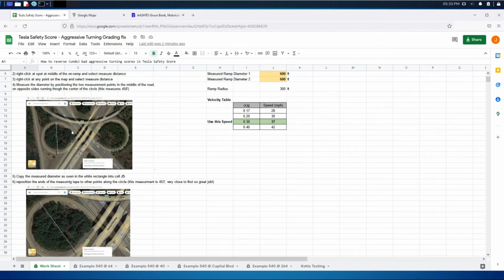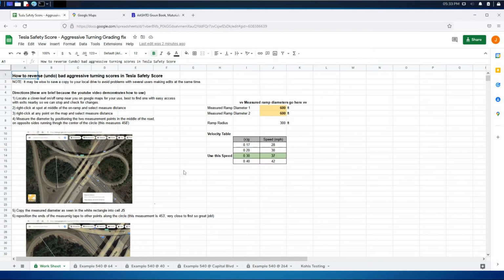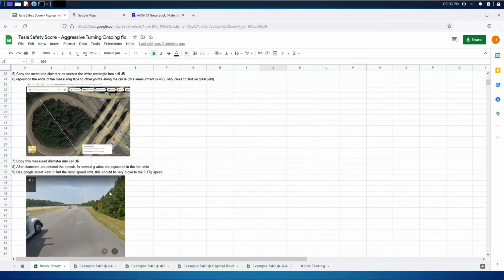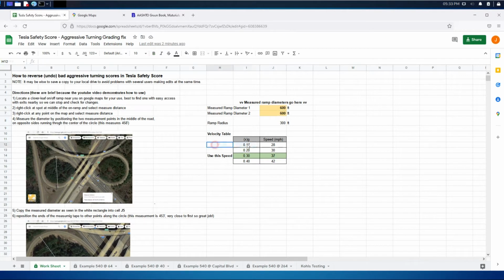Using Google Maps, you'll need to find a circular ramp to use for correcting your grade. We'll measure the diameter 2 times and put those values into the sheet. Give Google a moment to update the values in the velocity table. We'll then verify our measurements using the posted ramp speed, which should be within plus or minus 1 to 2 miles of our 0.17 g speed. If the 0.17 g value is off by more than 1 or 2, we should remeasure the diameter, making sure to go from edge to edge and through the center of the circle.